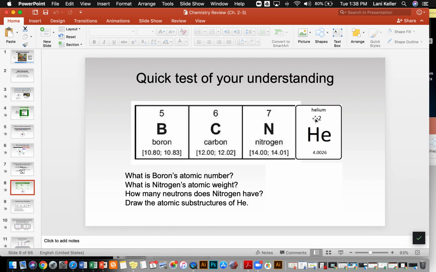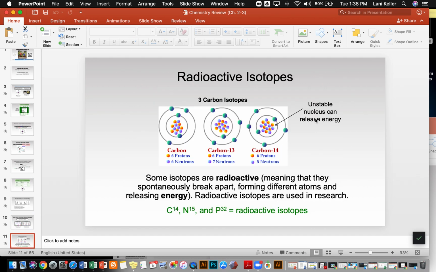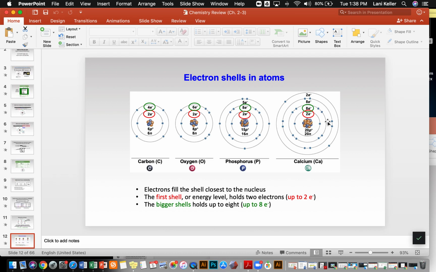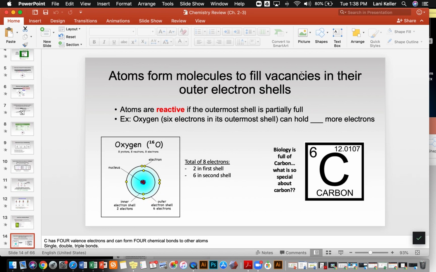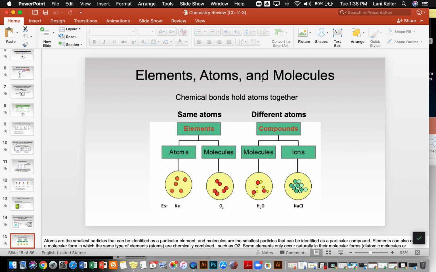And that instability can lead to radioactivity, meaning that they spontaneously break apart, and that often happens, again, in different isotopes. Electrons form in shells, and the most important thing for you to remember is that the outer shell is the most important for if they're reactive or not. If they're not reactive, that means they have a full outer shell of electrons. If it's not full, then they want to react with other atoms to make sure that they are full. They like to fill in these outer electron shell vacancies, right?